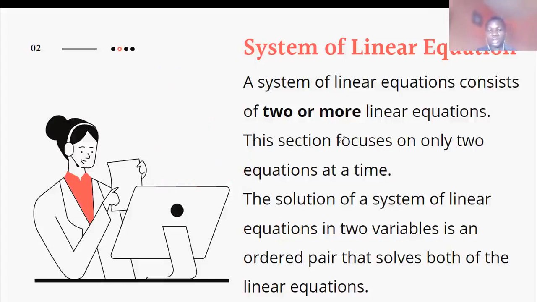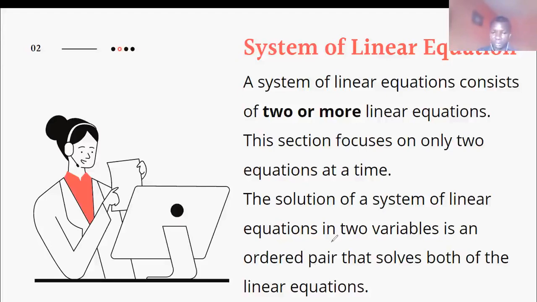The solution of a system of linear equations in 2 variables is an ordered pair that solves both of the linear equations. It follows a specific order. That's what I've shown you in the previous explanation, that we have 2 unknowns. We might have 2 unknowns and as well 3 equations, like x plus y is equal to 2, x plus 2y is equal to 4, and x plus 3y is equal to 6. That's an example of 2 or more linear equations. That's an example of 3 linear equations.